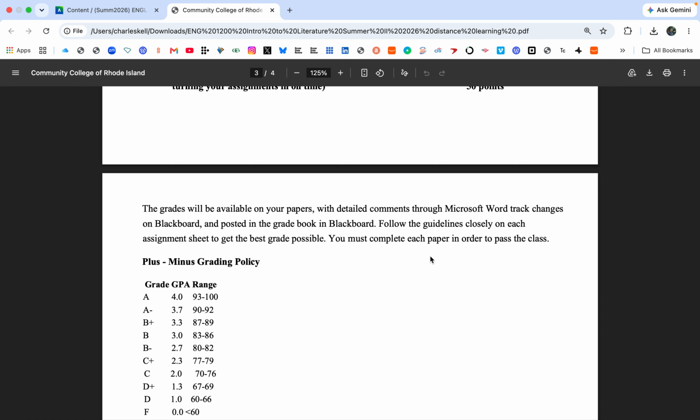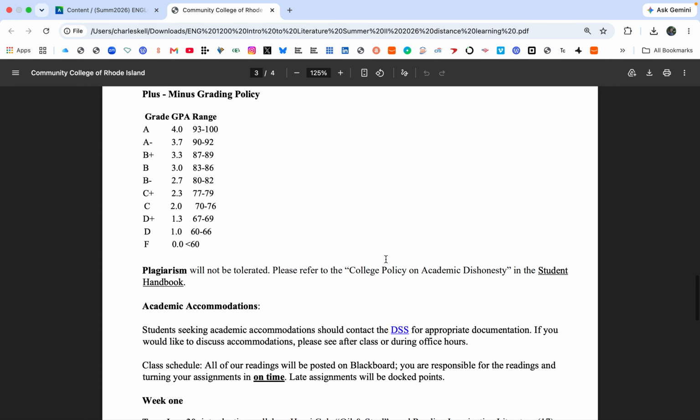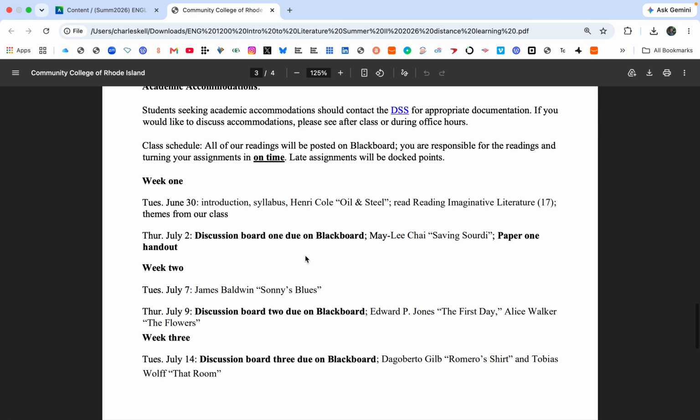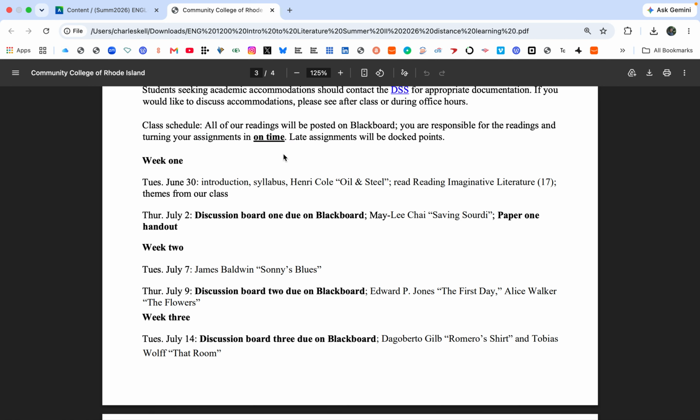My goal for you is to get an A in this class. So if you complete the paper and you don't get the grade you like, you can revise and turn it in. So there's that. If you need academic accommodations, contact the DSS. You're responsible for the readings and turning your assignments on time, all that jazz.